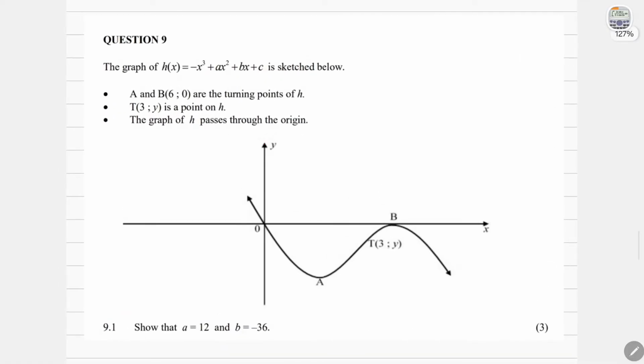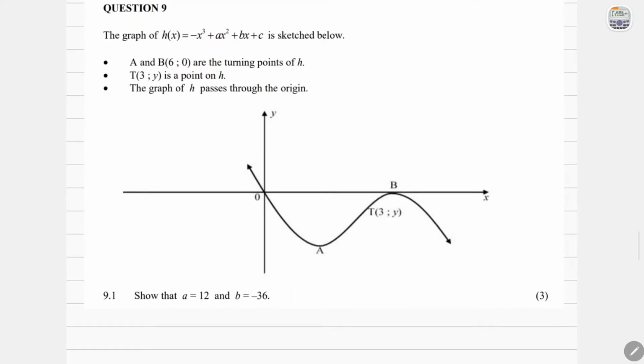Question 9 says, the graph of h of x is equal to negative x cubed plus ax squared plus bx plus c is sketched below. And we have a and b, which is 6 and 0. Okay, so this is 6 and 0. These are turning points of h. And then they tell us that t is this point 3 and y, so it just has a y value missing, and it's a point on h.